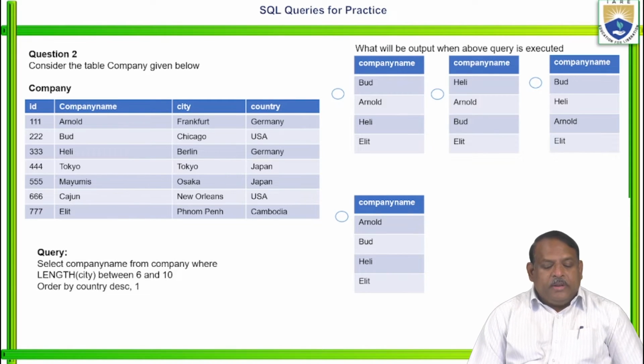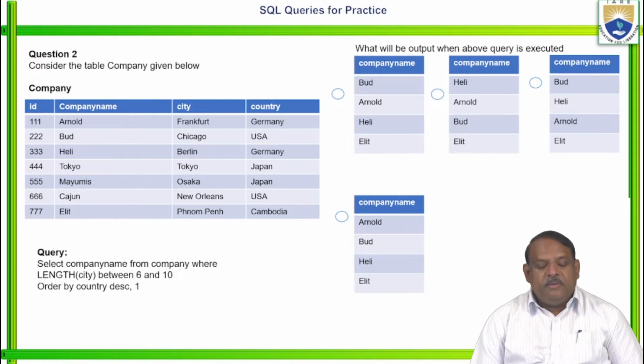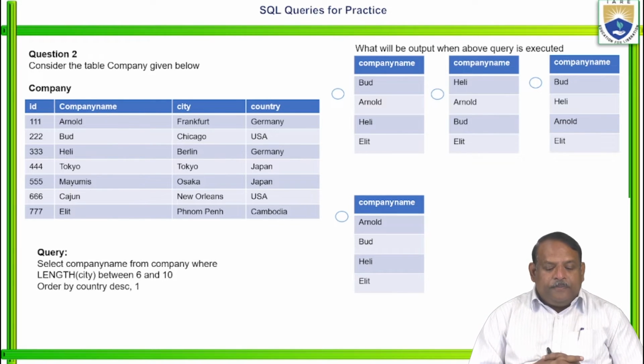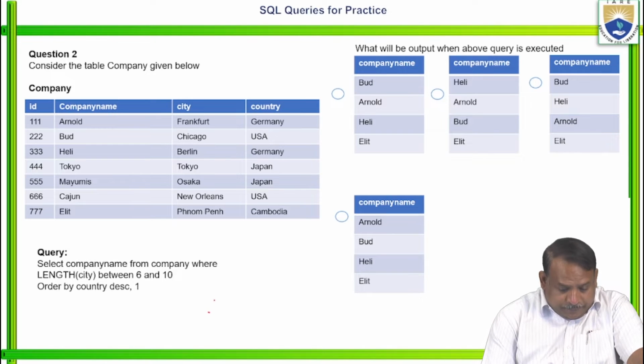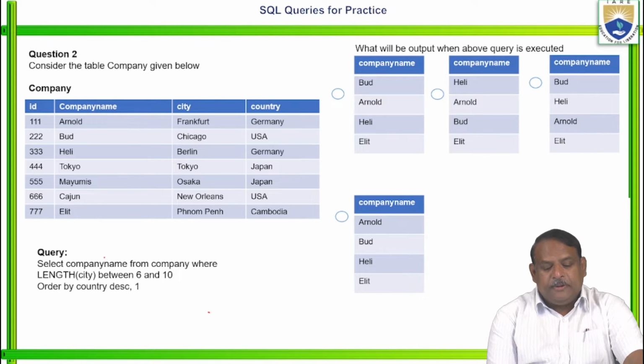What is the query? Select company name. So we have to identify the company name where the length of the city is between 6 and 10. It's again a between operator. So when I say between, the lower and higher bound are also included. After that clause we have to do again a double sort. First on the country, and after that, what is 1? 1 is the first column in the select statement.